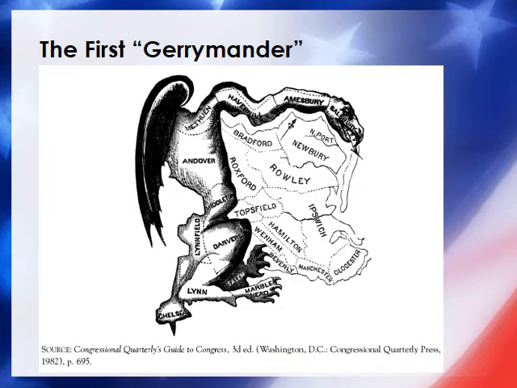This is an old illustration, but this is where the term gerrymander came from. It was named for Governor Gerry in Massachusetts. And this is some of the first attempts to draw lines in a way that would allow for partisan advantage.